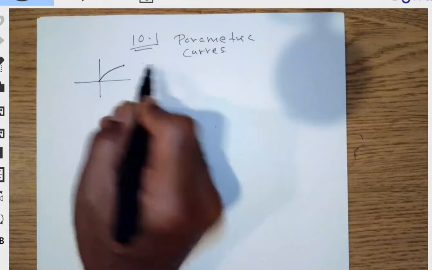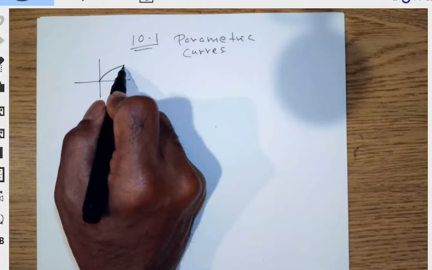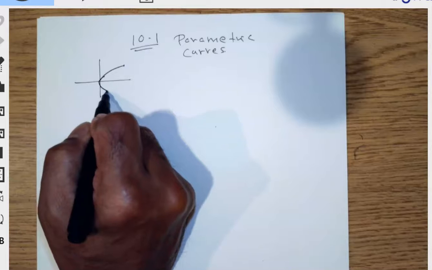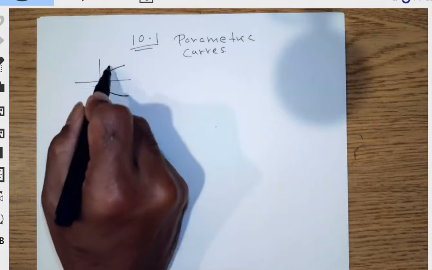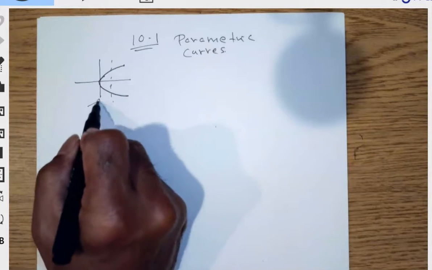Well, this is a function, which is actually the part of a parabola, a sideways parabola. But if you take the whole thing, then this is not a function. Why? Because it violates the vertical line test. It's not a function.